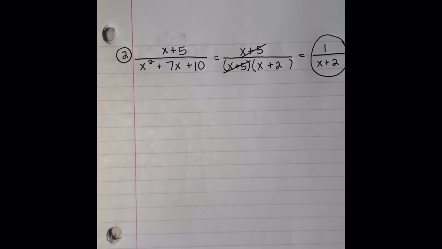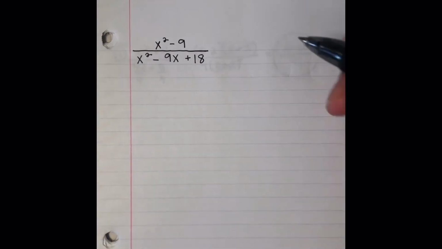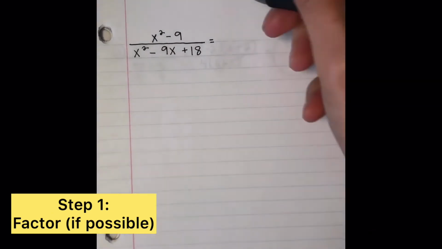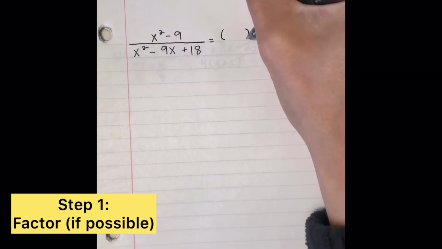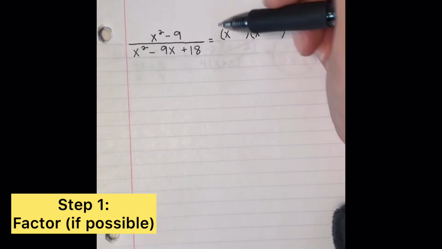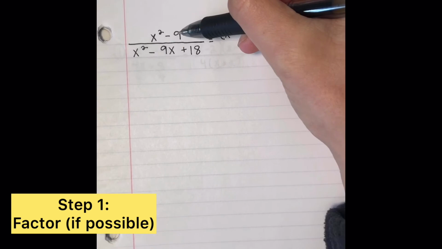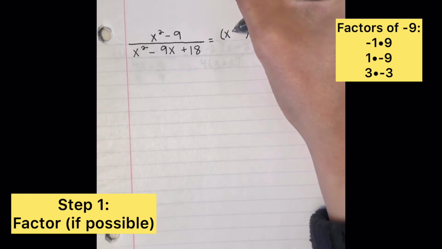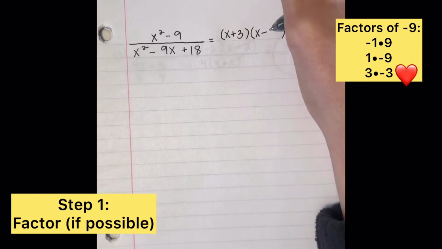All right, number 3. We've got x squared minus 9 over x squared minus 9x plus 18. Both the top and bottom can factor. Top, two parentheses. We have x times x to give x squared. And then if we need to multiply to get -9 and cancel out to 0, we're going to have +3 minus 3.